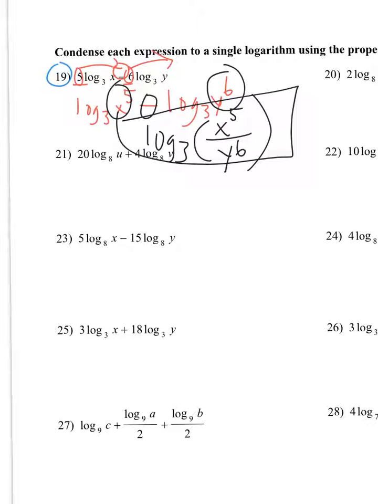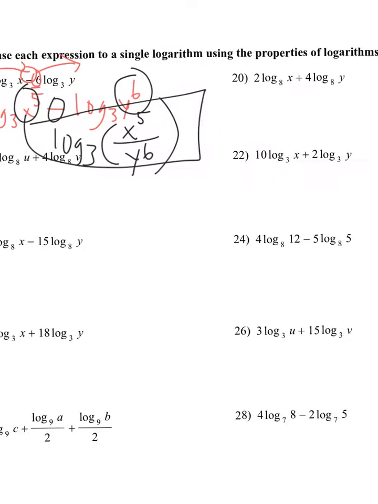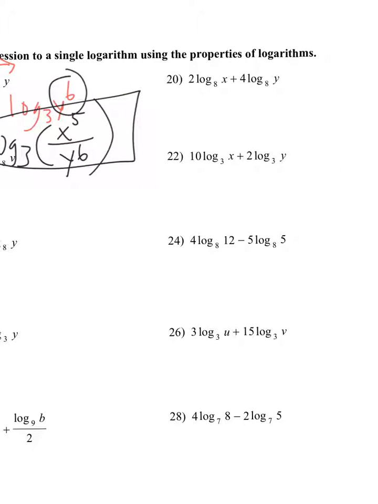Let's also look at number 22 here. Okay, this is one. Now notice this one I've got a sum, but I've got these numbers out in front. So the first thing I'm going to do is this 10 is going to go up and become the power on the x. So it's x to the 10th. And we're in base 3 here, so let me put that on. Plus, and then this 2 is going to go up and become the power on y. So it's the log of y squared to the power of 3.